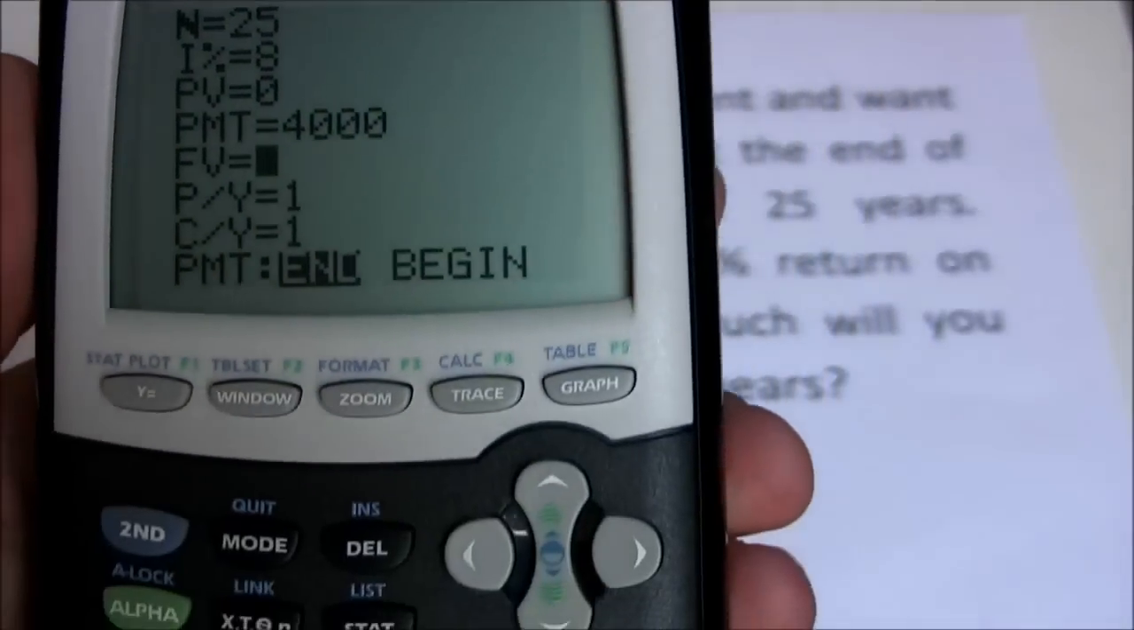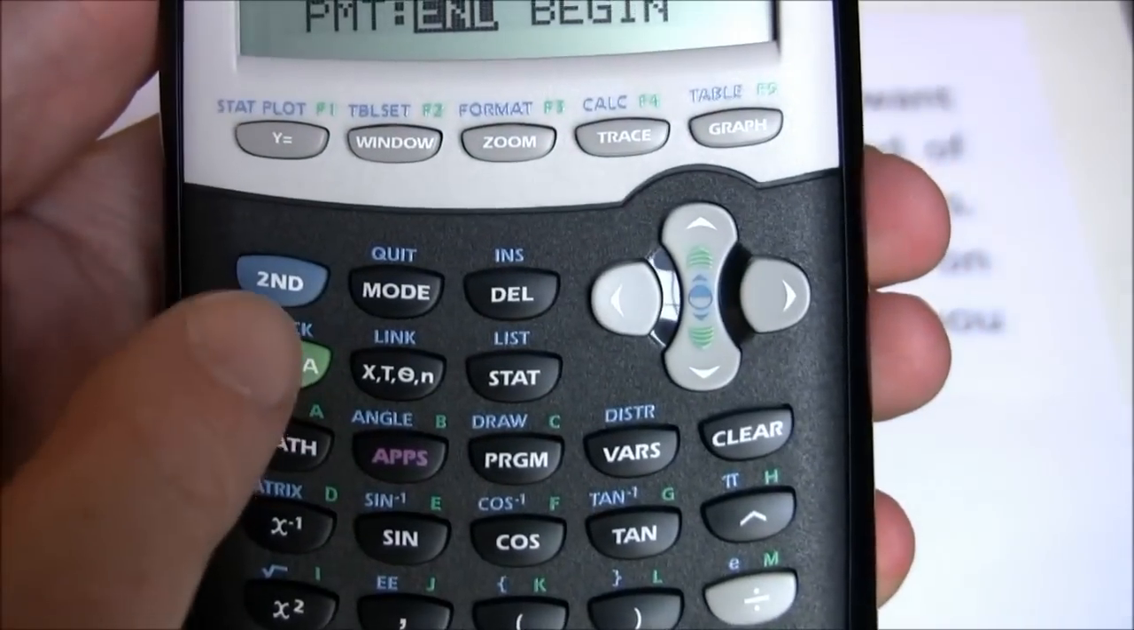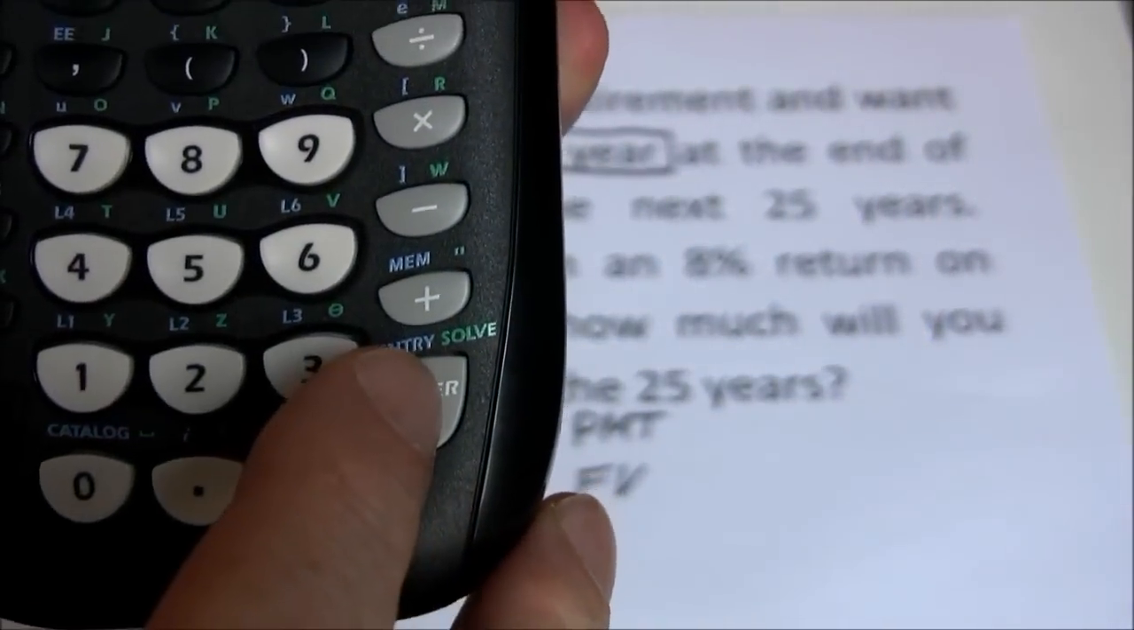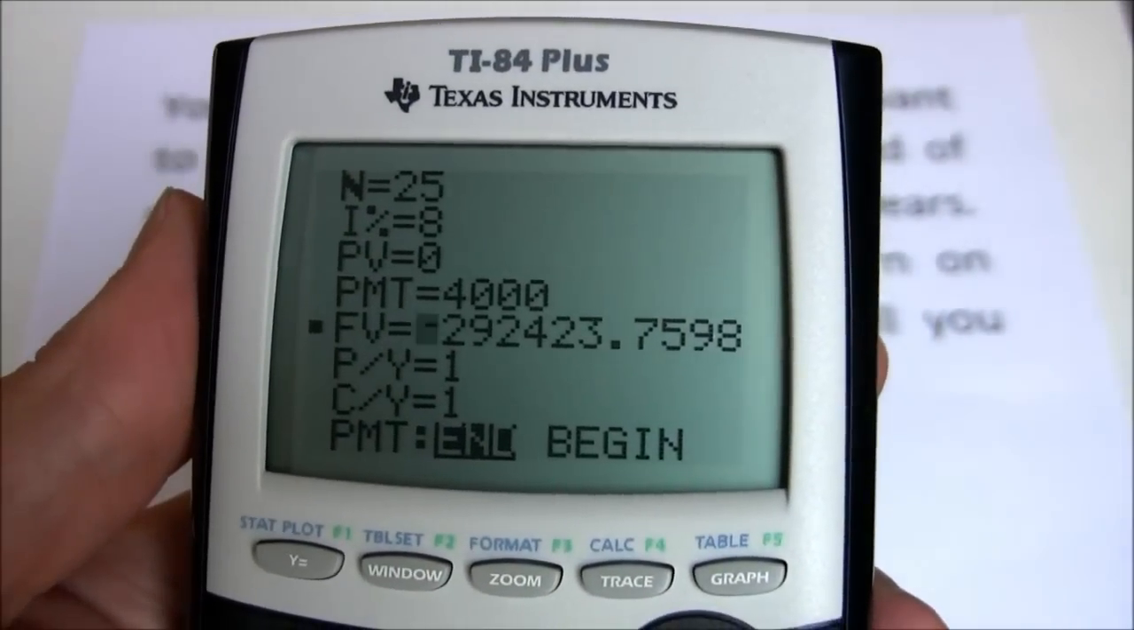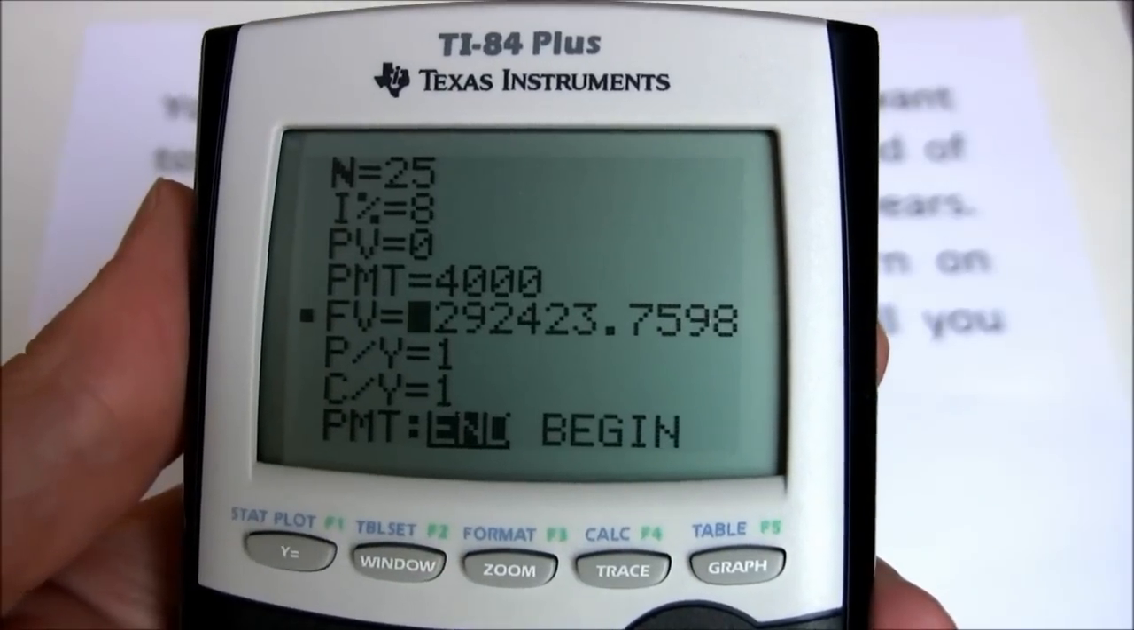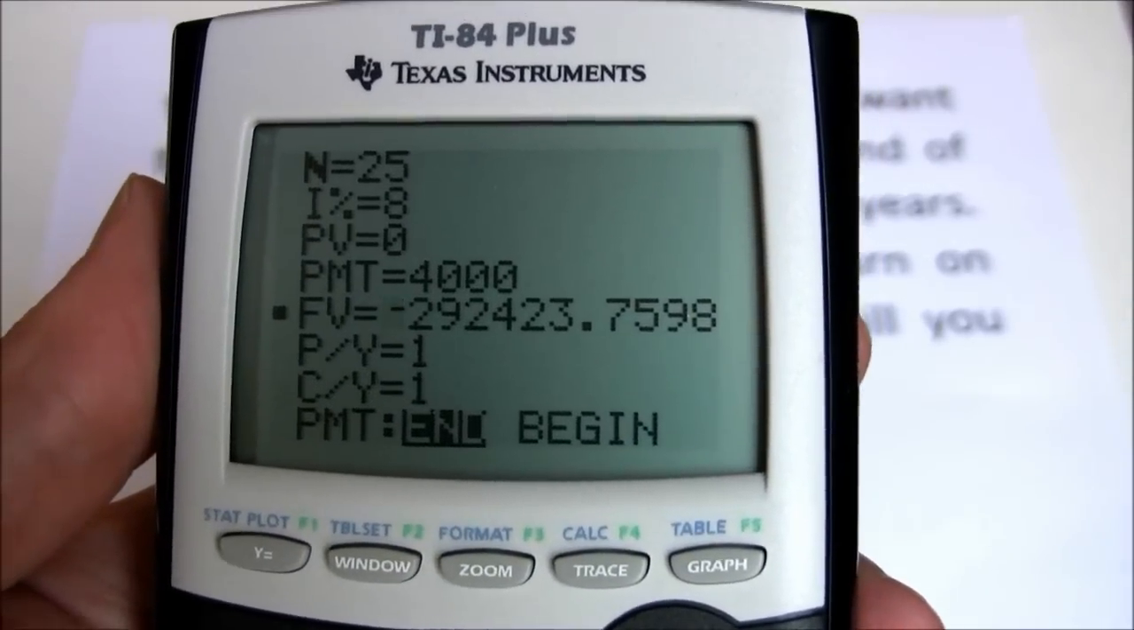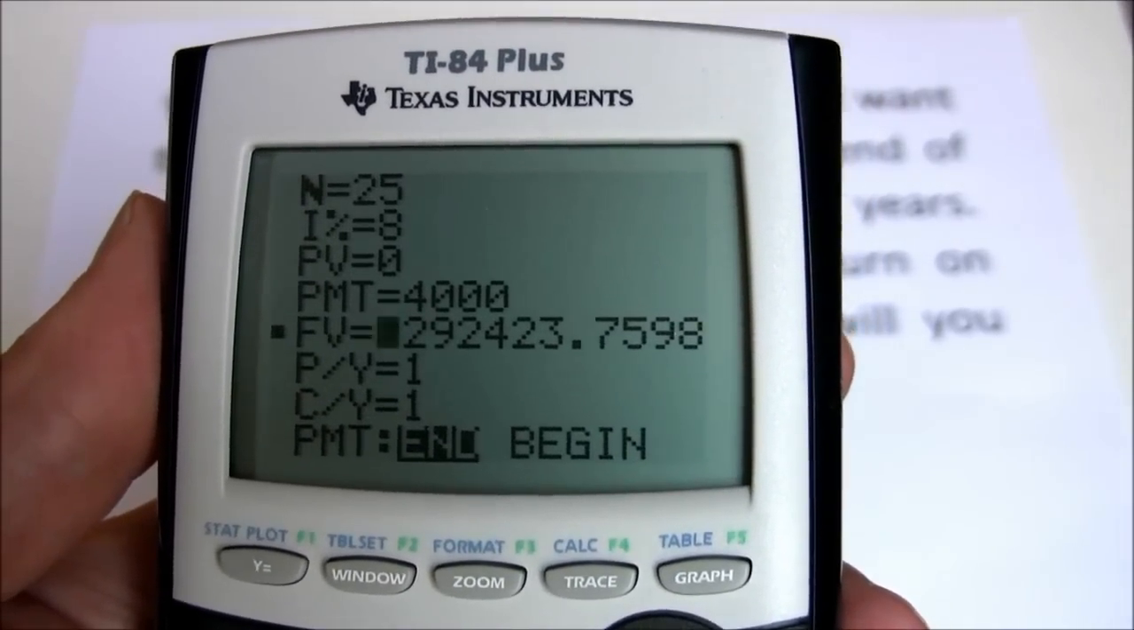And now I'm going to alpha solve again. So alpha solve, and now we get a future value of $292,423.76.